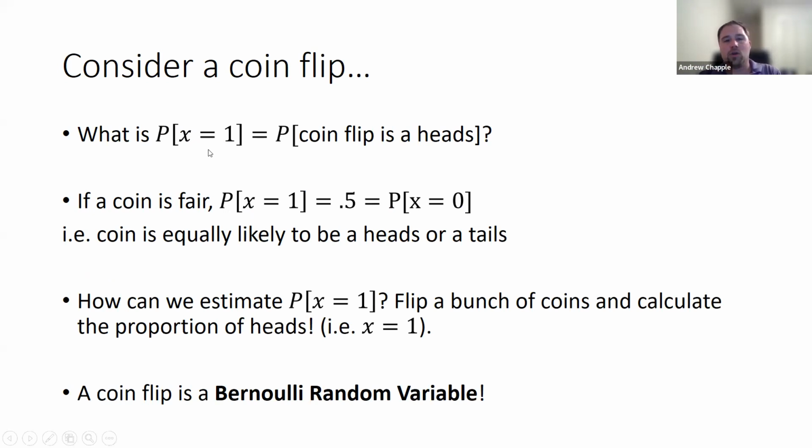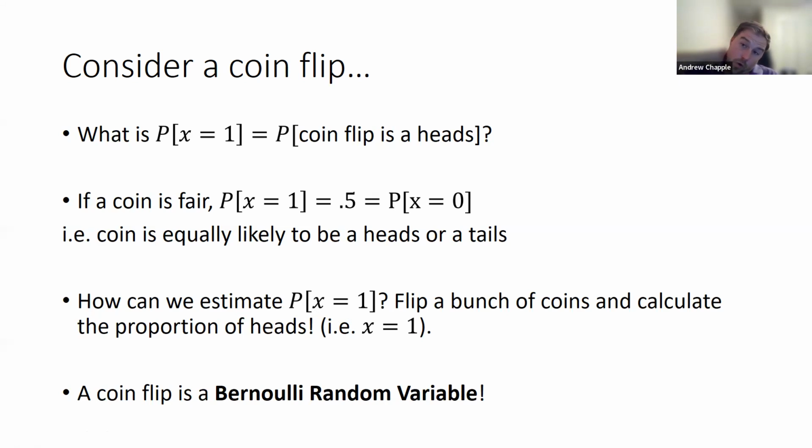So what is P of X equals 1? That's the probability that a coin flip is heads. If a coin flip is fair, then the probability of heads, or probability of X equals 1, equals 0.5, which is also the probability of X equals 0. So if a coin is fair, the probability of heads is equal to the probability of tails. How can we estimate P of X equals 1? We can flip a bunch of coins and calculate the proportion of heads. In that case, I just flipped 5 coins. I got 2 heads out of 5. So I might estimate that the probability of getting heads is 40%.